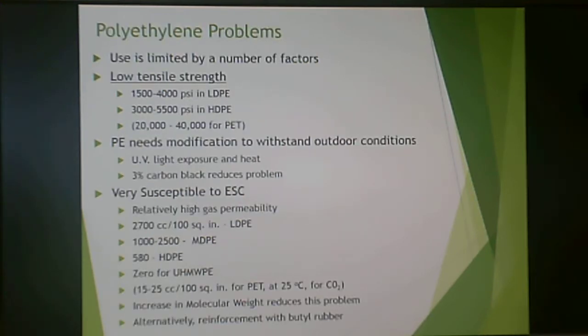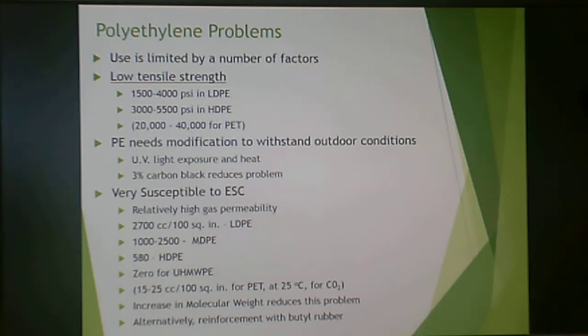Polyethylene, however, is limited by a number of things. It does have low tensile strength compared to other polymers. For example, PET can get up to 40,000 psi, whereas even high-density polyethylene only goes up to 5,500. Polyethylene needs significant modification to withstand outdoor conditions. It doesn't do well with UV light exposure and heat. If you put a little bit of carbon black in there, it can reduce this problem, but not completely avoid it. Polyethylene is very susceptible to environmental stress cracking.